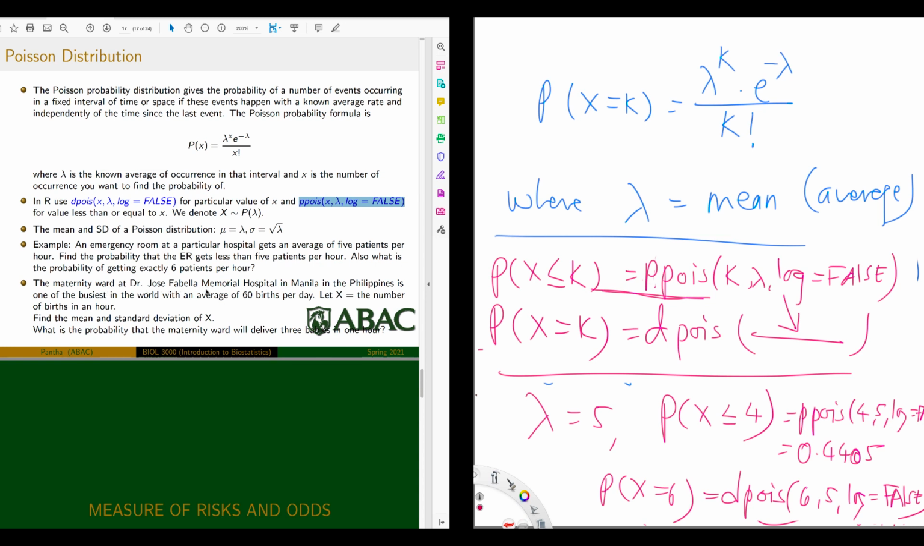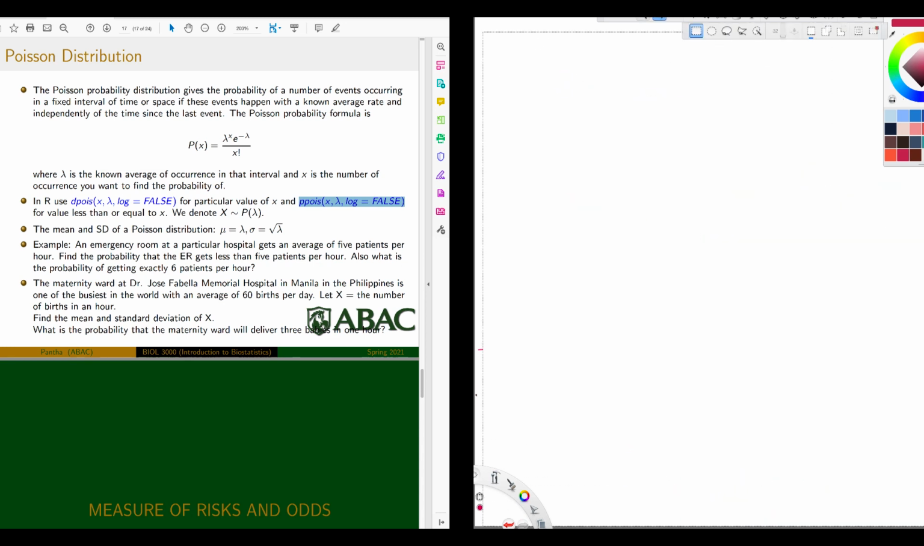Okay. And the next example here is a maternity ward at Dr. Jose Fabella Memorial Hospital in Manila in the Philippines, which is one of the busiest in the world with an average of 60 births per day. So the average births per day in that hospital is 60. That is the average per day, so lambda per day equals 60. Okay. Let X be the number of births in an hour.